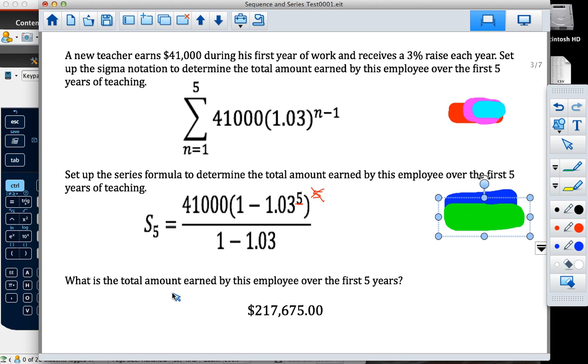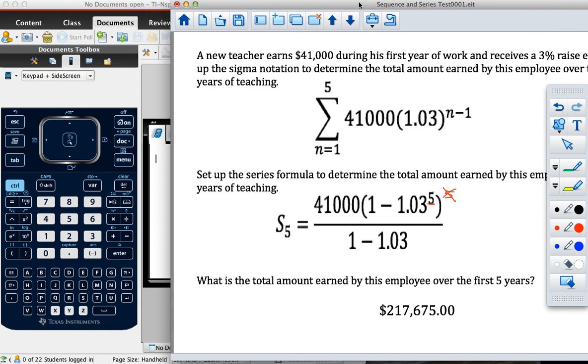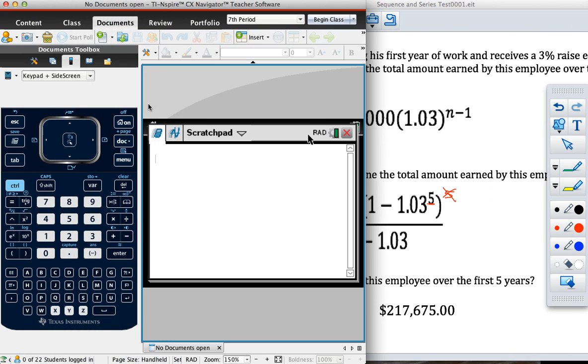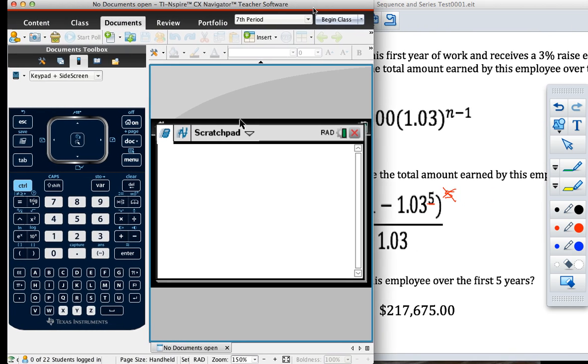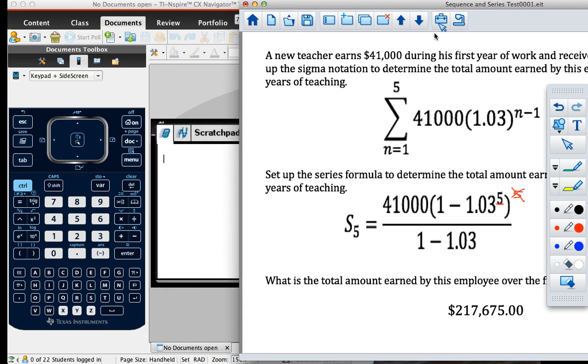Okay, and then finally, what is the total amount earned by this employee over the first 5 years? You can use either one of these formulas, plug it into your calculator, and find the answer. And that's the answer that we get right here. If you want, let me go ahead and plug this into the calculator, and I will show you what I was talking about when I said that a lot of people put the wrong information here.